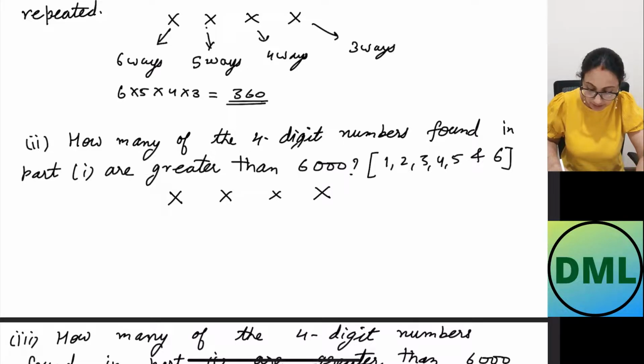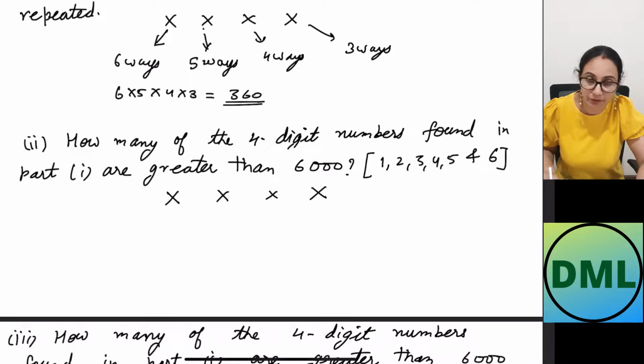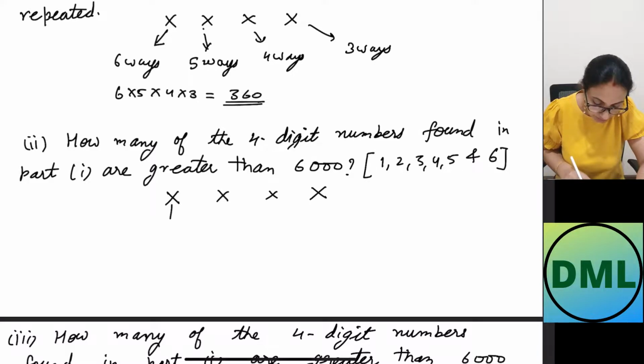Now, how many of the 4-digit numbers found in part 1 are greater than 6000? So 6 numbers are available with you and we are again making a 4-digit number. As you can see, there are 4 crosses in front of you. Now we are making a number greater than 6000. So in the first place it should be either 6 or more than 6. There is no number greater than 6 available for you. Only 6 is available for you. That means to fill this place we have only one way to do it. That is 6 and that is fixed. You can't change it.